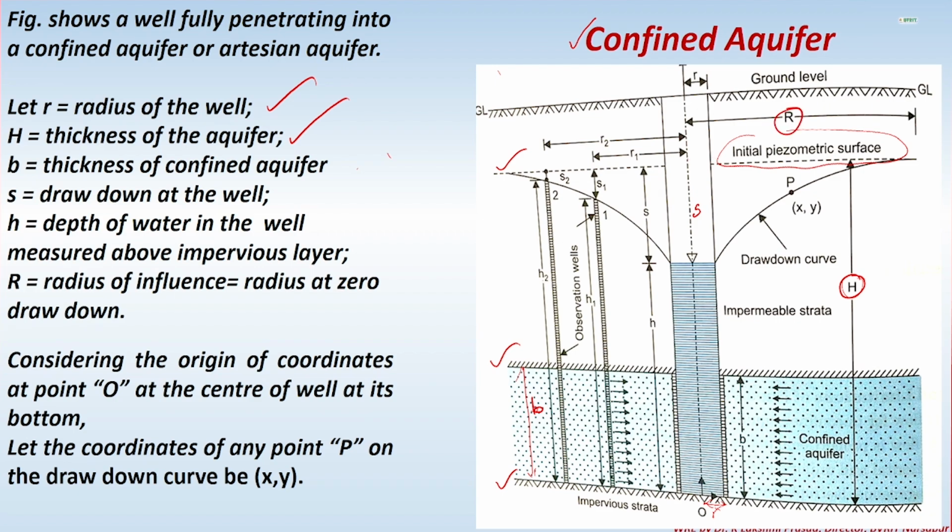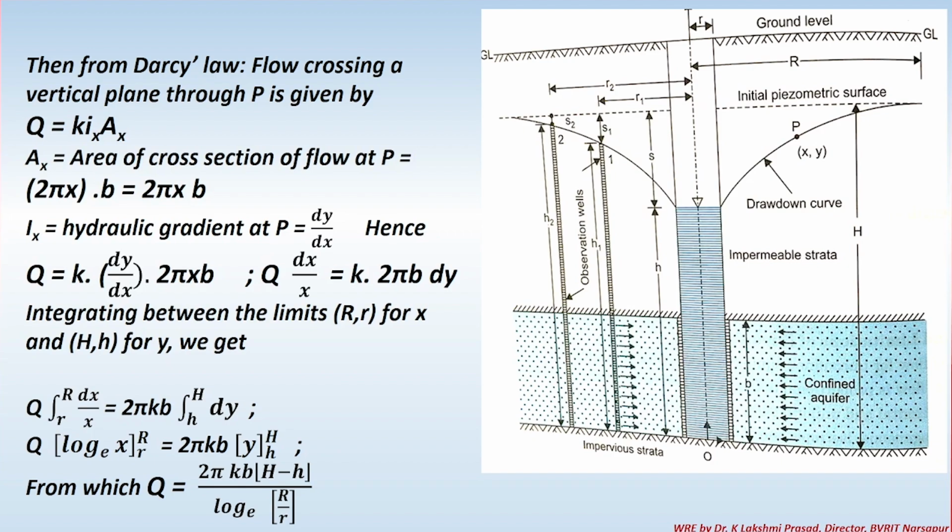Right, next. Now what I have taken, this point, like in the unconfined aquifer, this point is taken as the origin of coordinates. If I take this point as origin of coordinates, now with respect to this point, any point on this drawdown curve, I have noted as P and its coordinates are x, y, right?